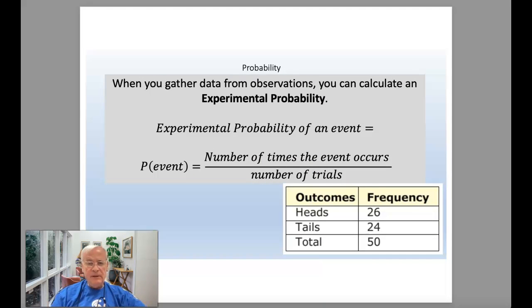The first thing we're going to talk about is experimental probability. That's when you gather data from some observations. You do some trials and collect some data from some results. So the experimental probability of a particular event happening is the number of times that event occurred as you did the trials over the total number of trials. Even though we know maybe heads and tails is 50-50, when you calculate experimental probability, always use the results you got.